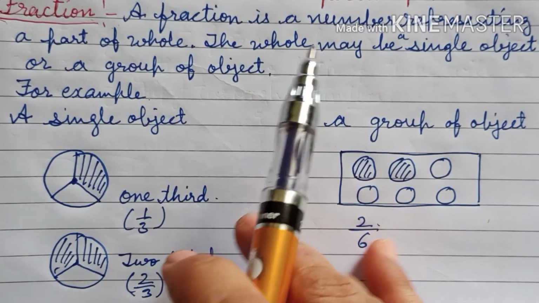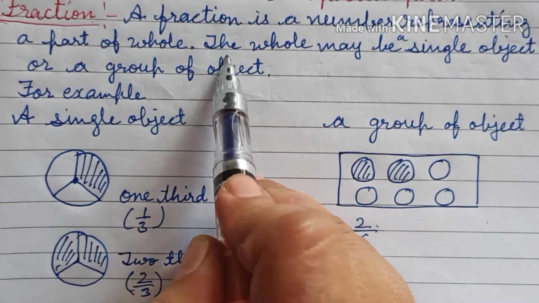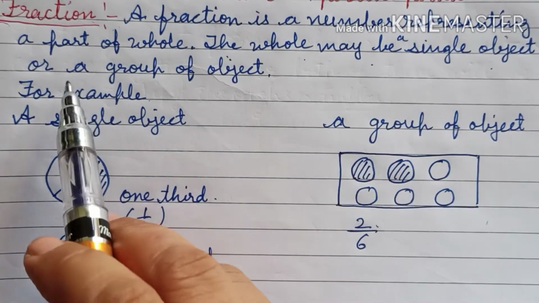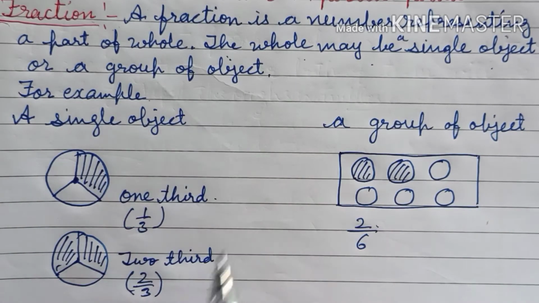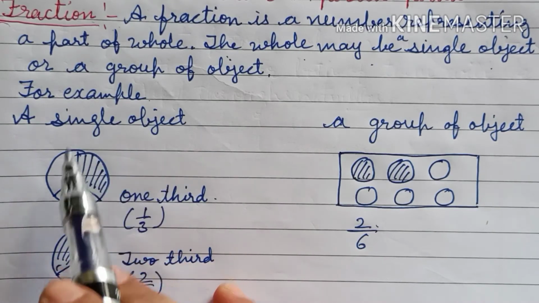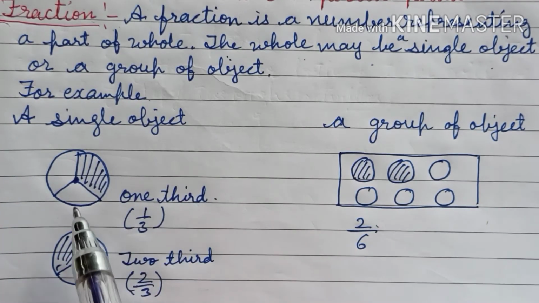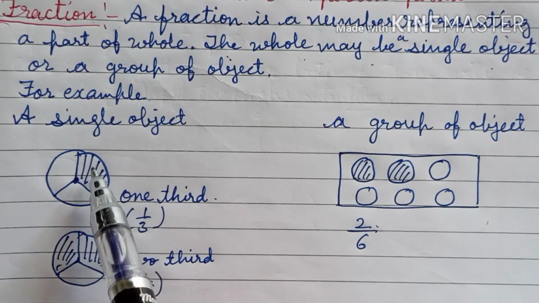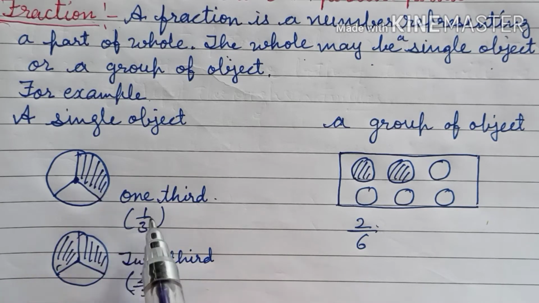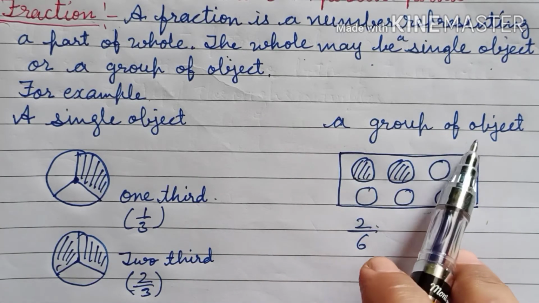For example, in the definition it is written that the whole may be a single object or a group of objects. I will explain it by example. A single object means we have a single circle and it is divided into three parts, and we shade only one part of it. It means one part is shaded, so we will say it is 1/3, and if we shade two parts we will write 2/3.